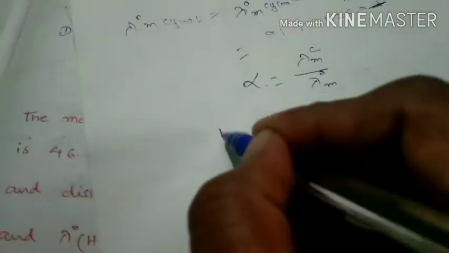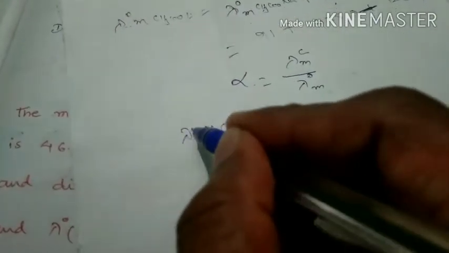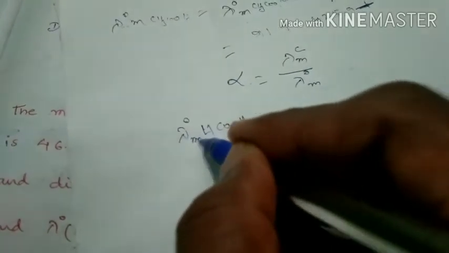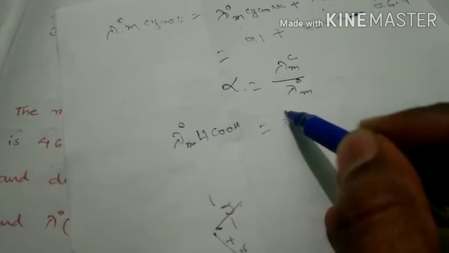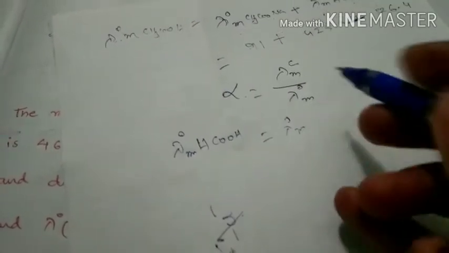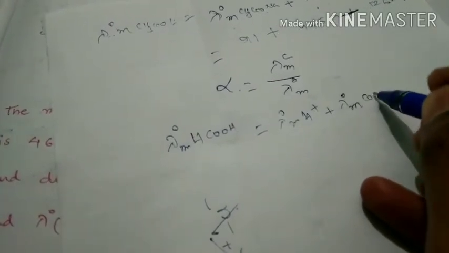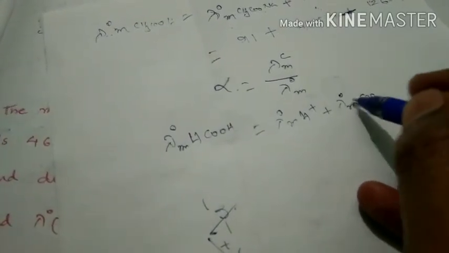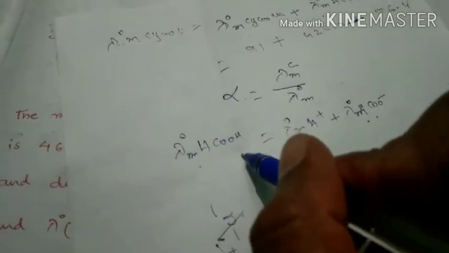First we have to know what is the formula of methanoic acid. Methanoic acid formula is HCOOH. That means we have to find lambda naught m of methanoic acid. So lambda naught m of methanoic acid, we have to write like this: lambda naught m H plus plus lambda naught m HCOO minus. If you add these two ions, automatically you will get the value of this one.